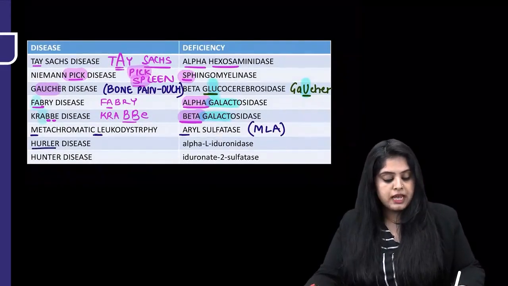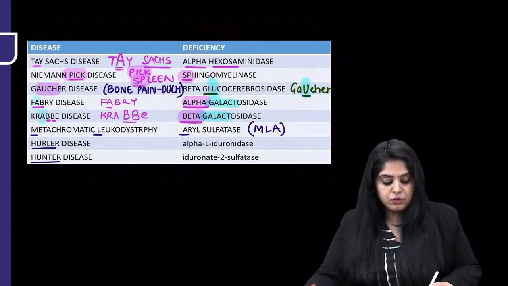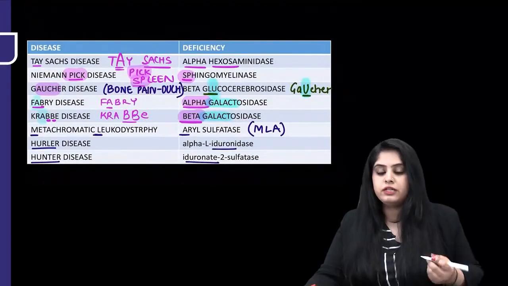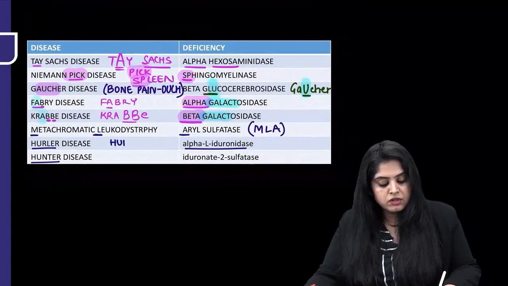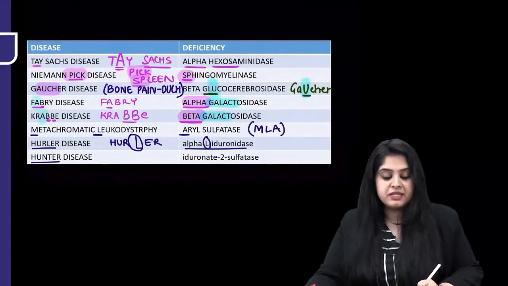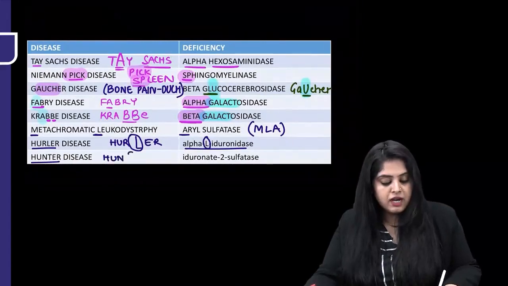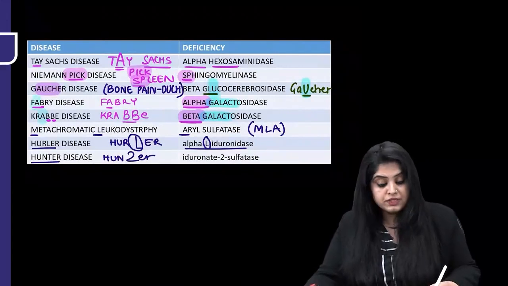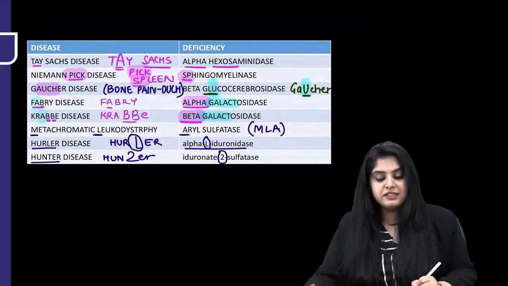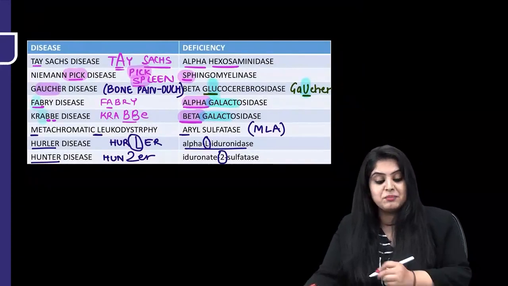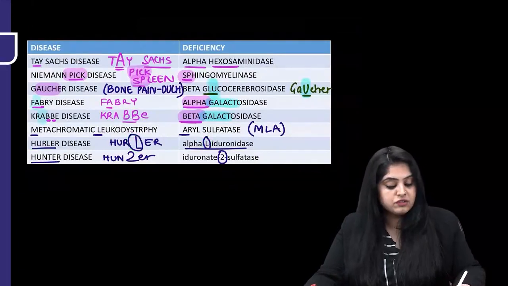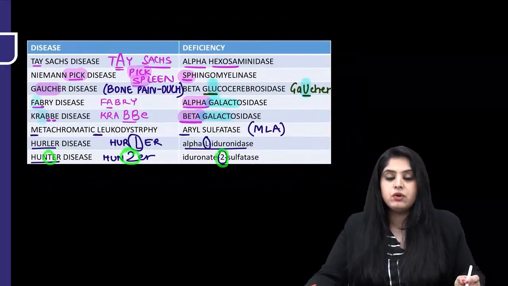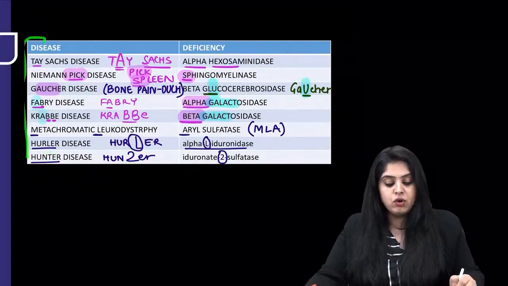Now we come to Hurler and Hunter. Both of them are to do with iduronidase, iduronate. So how will you know? One is alpha L iduronidase, meaning when talking about Hurler, the L will come. Alpha L iduronidase. Whereas when I'm talking about Hunter, you will say Hunter, because iduronate 2-sulfatase will come over here. Best way of learning, there's no other way possible. So remember, Hurler has an L, so there is going to be alpha L iduronidase deficiency. Hunter has Hunter, so there's iduronate 2-sulfatase deficiency. So these are all the deficiencies.